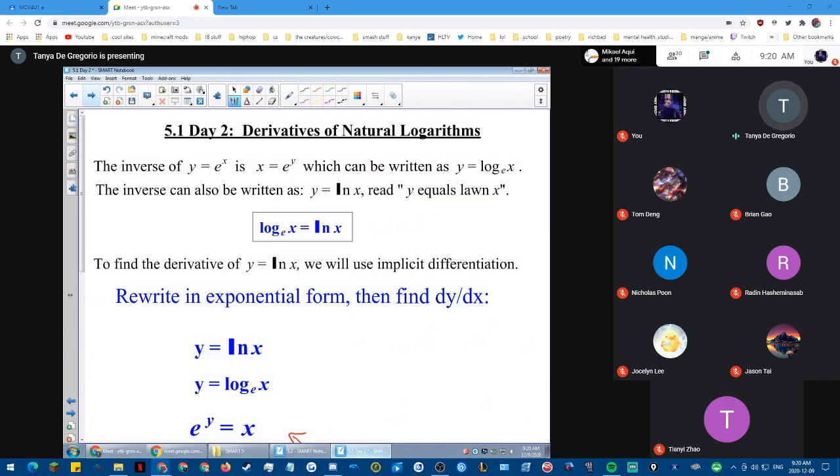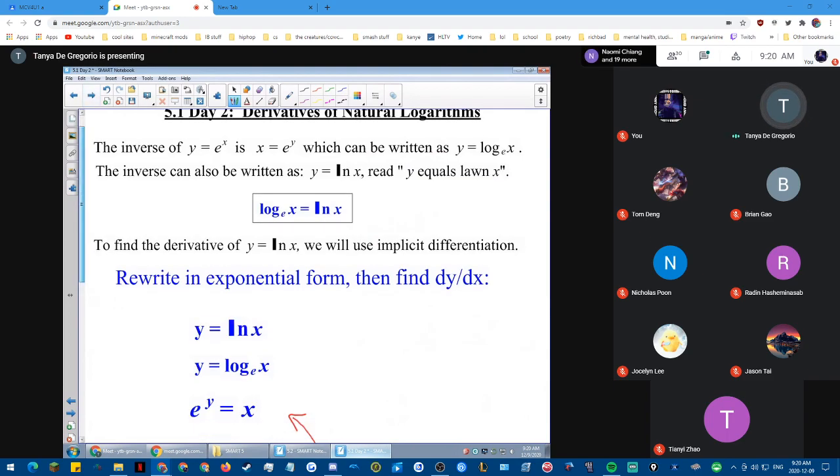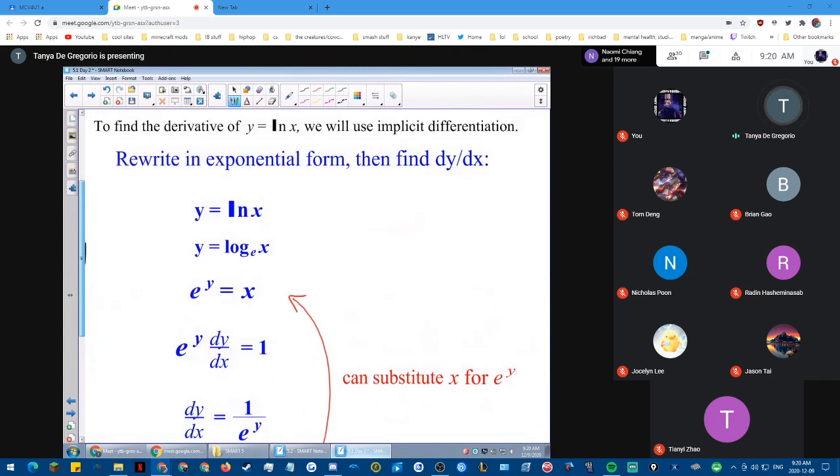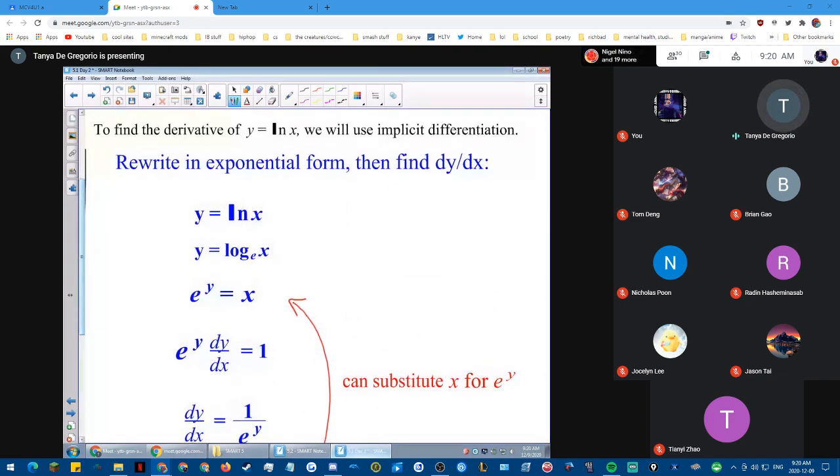To find the derivative of y equals ln of x, we will use implicit differentiation. So what we're going to do is rewrite in exponential form and then find dy/dx. If I have y equals ln of x, I know that that's the log with the base of e, and I'm going to change that to exponential form. So e to the y equals x. And you guys are going to have to be able to go from one form to the other quickly.